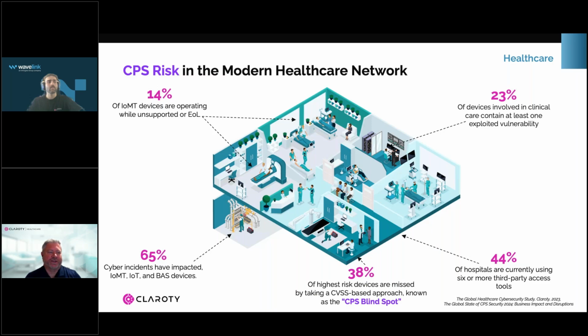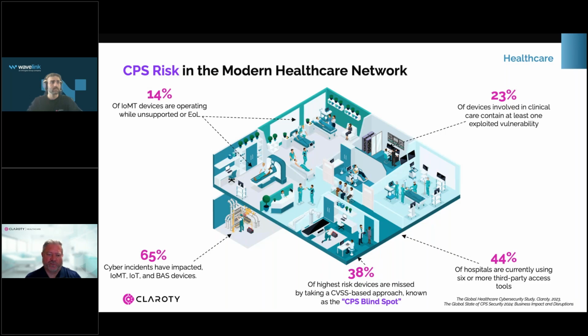23% of devices involved in clinical care contain at least one exploited or exploitable vulnerability. So again, we talked about patient safety. Having devices in a clinical environment that have an exploitable vulnerability that can be exposed because of lack of control is obviously a key part of the risk we're trying to mitigate. 65% have been impacted through badge devices. So building automation systems that form part of hospital and clinical hardware. So it's not just about the typical IT controls. We're talking about industrial controls in a healthcare setting that create that expanded threat landscape.